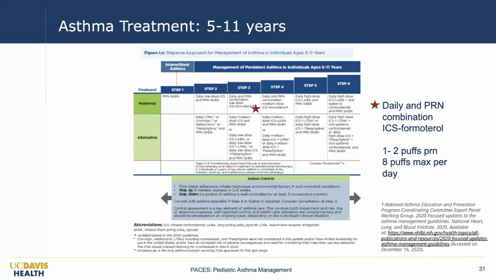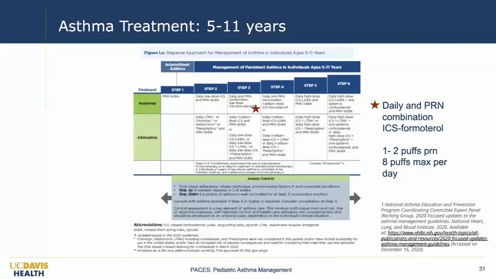The reason they specify formoterol is that that's the long-acting beta agonist that was used in the study, but we do at times use a different combo depending on what insurance covers or what the patient will tolerate. These patients will actually use this medication 1 to 2 puffs as needed, up to 8 puffs maximum per day. And for our older population, patients who are 12 up to adults, they can do 1 to 2 puffs as needed, up to 12 puffs max per day.